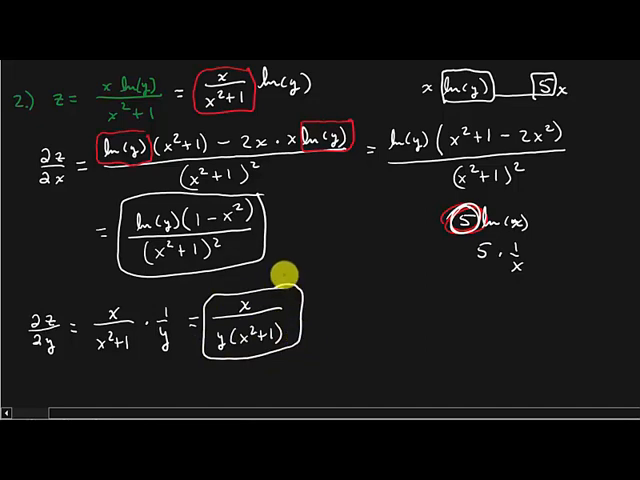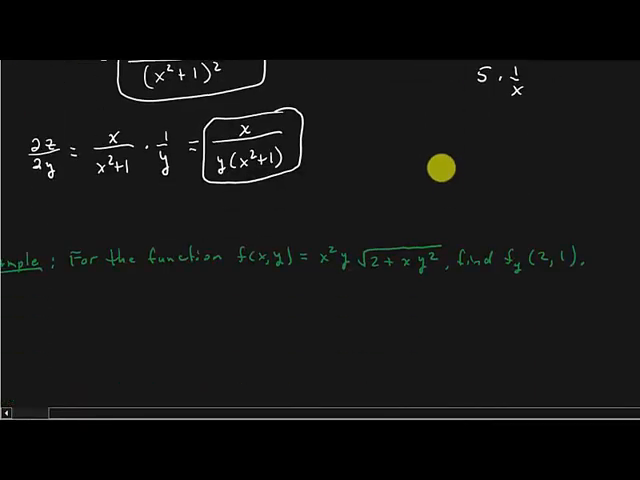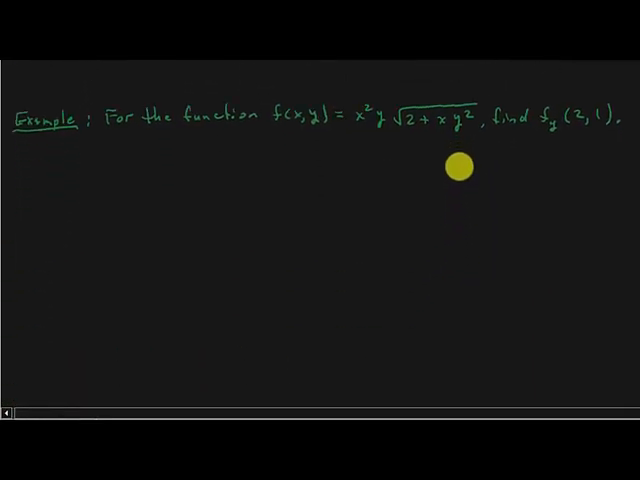You've just got to get it in your mind that when you're taking the partial with respect to x, you've got to get in your mind that y is treated like a number. And when you're taking the partial with respect to y, you got to get in your mind that x is treated like a number. That's what you've got to do. Okay? All right, so let's look at this one.